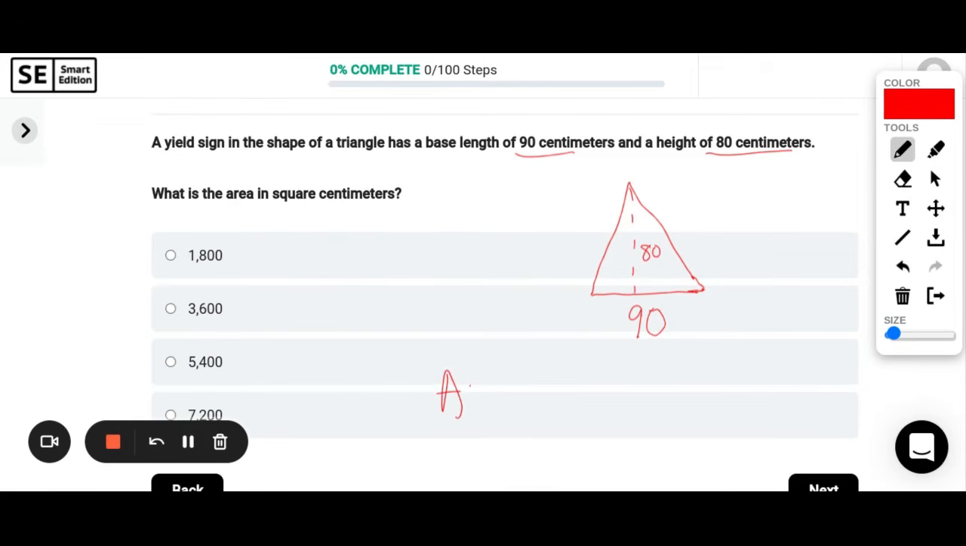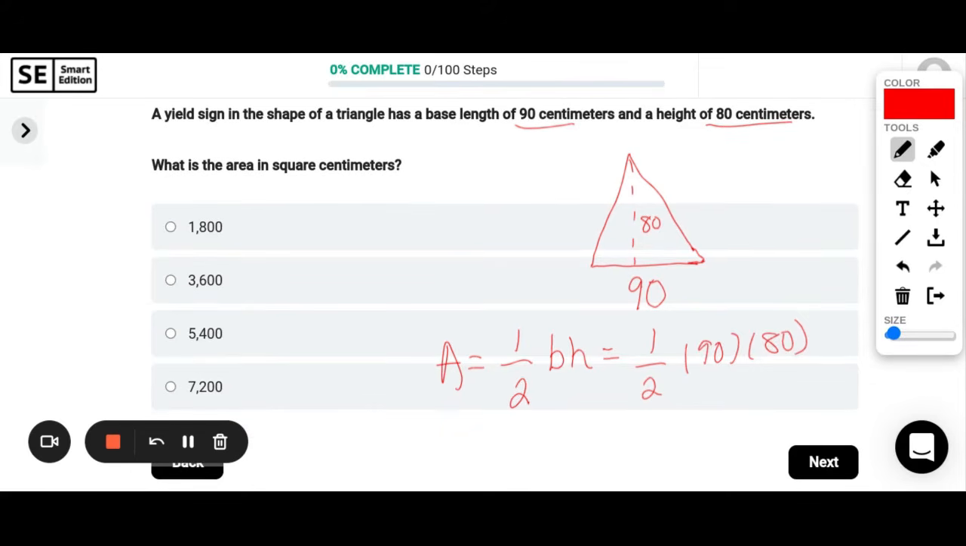We need to know that area is equal to 1/2 the base of the triangle times the height of the triangle. So 1/2 of 90 times 80. If I go ahead and plug all this right into my calculator, I will get 3,600 square centimeters as my area.